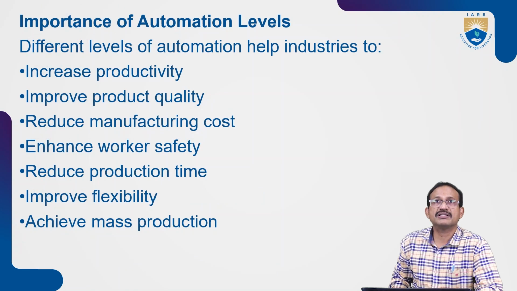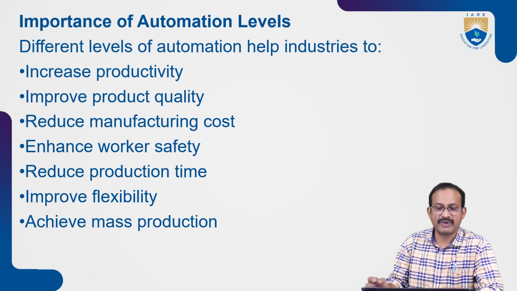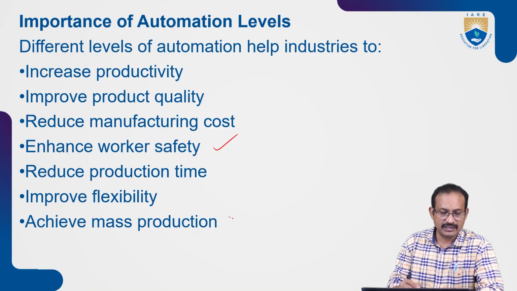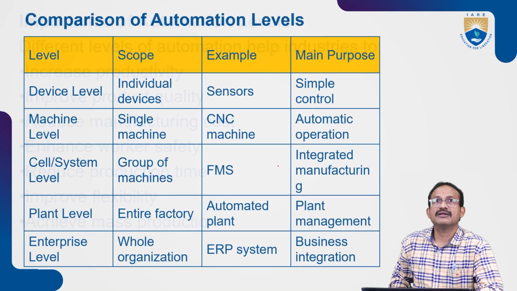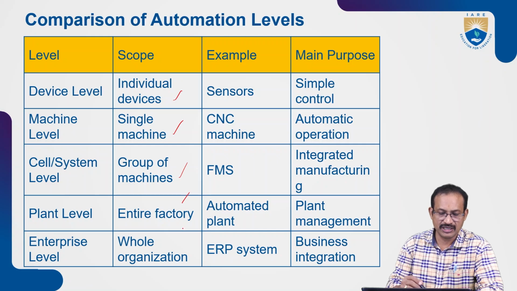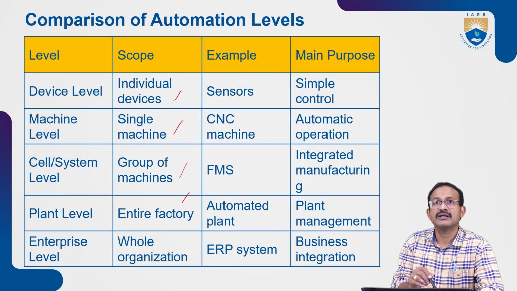Importance of automation levels: increases productivity, improves product quality, reduces manufacturing cost, enhances worker safety, improves flexibility, achieves mass production. Comparison: device level, machine level, cell level. Here we look at scope, examples, main purpose: individual devices, single machine, group of machines, entire factory, whole organizations. Machines and outside the market like scheduling, ERP systems, everything is included in this enterprise level.